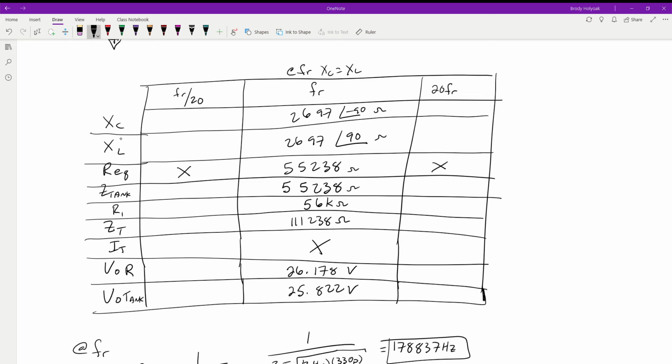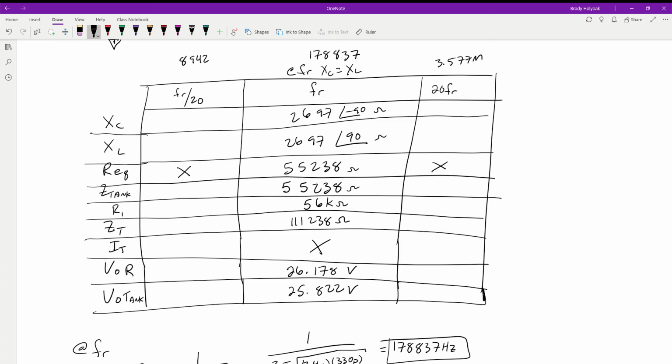And let me go ahead and write this up there. So we got 178,837. The high end, we're going to go 3.577 meg. And the low end, we're going to go 8,942. So if we take the resonant frequency, we multiply it by 20 and divide it by 20. These are the two ranges.